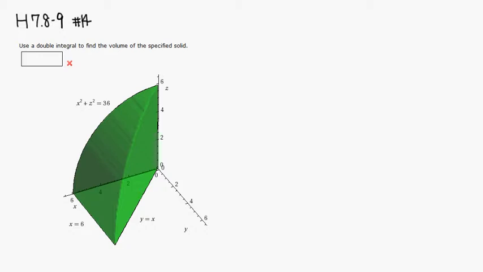I'm going to rewrite this equation. Subtract x squared from both sides, so you have z squared is equal to 36 minus x squared. Then I would like to have z equals, so I'm going to take the square root of both sides, so you have z equals the square root of 36 minus x squared. So we can set up the double integral as V is equal to the double integral.